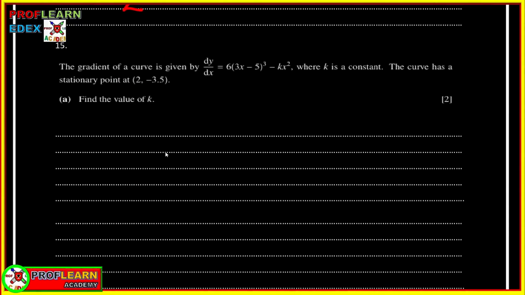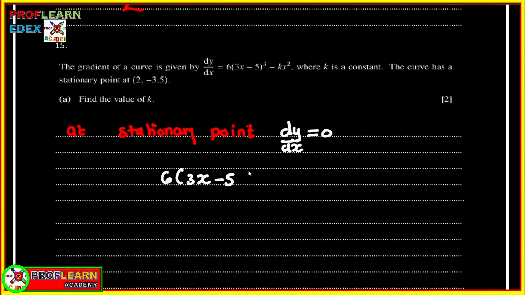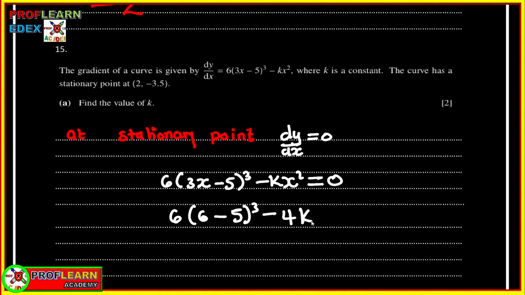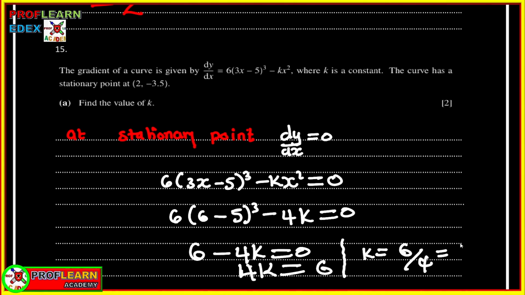The gradient of the curve is given by dy/dx equals 6 into (3x minus 5) raised to power 3 minus k squared, where k is a constant. The curve has a stationary point at this. So we know at the stationary point, dy/dx is equal to 0. At the stationary point, dy/dx is 0. So we're going to take this part that we have here and equate it to 0 so that we can find the value of k.